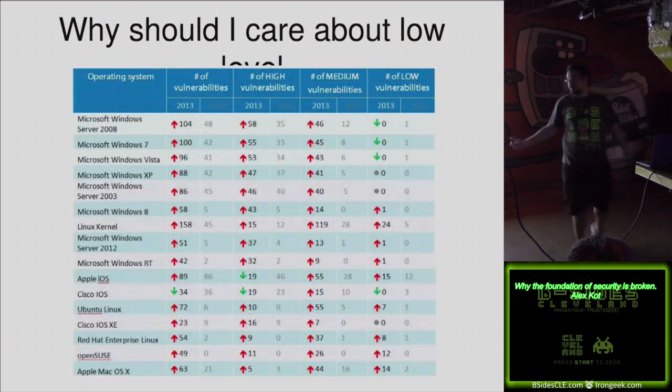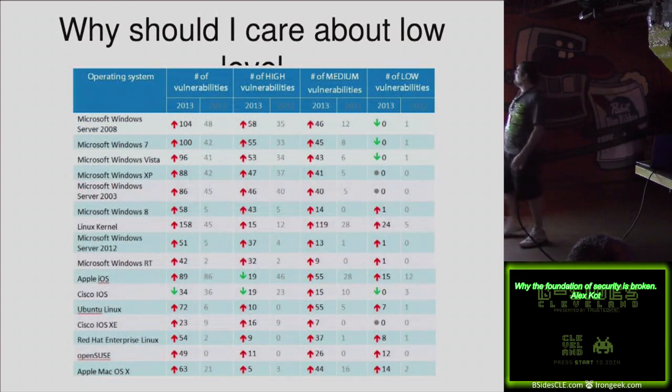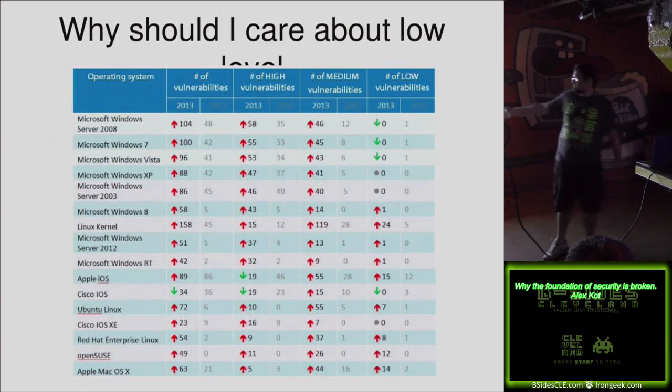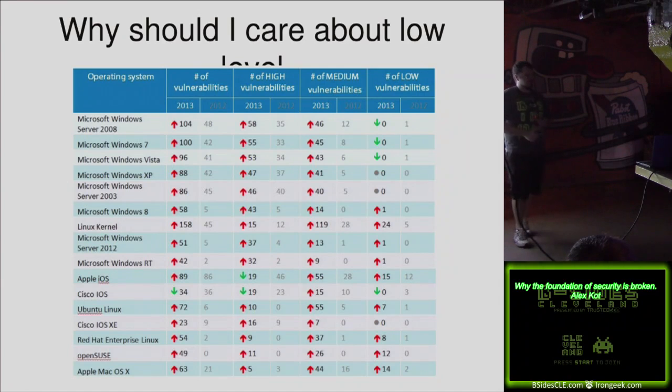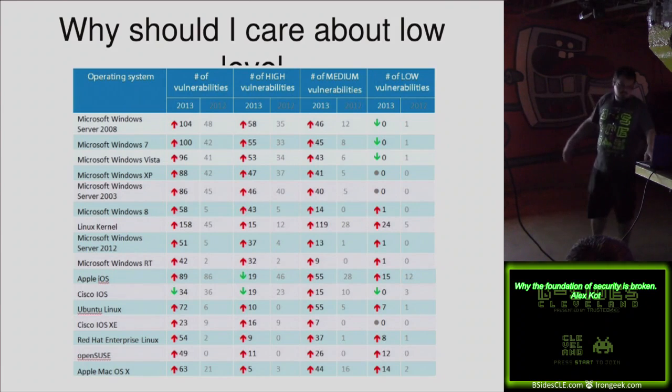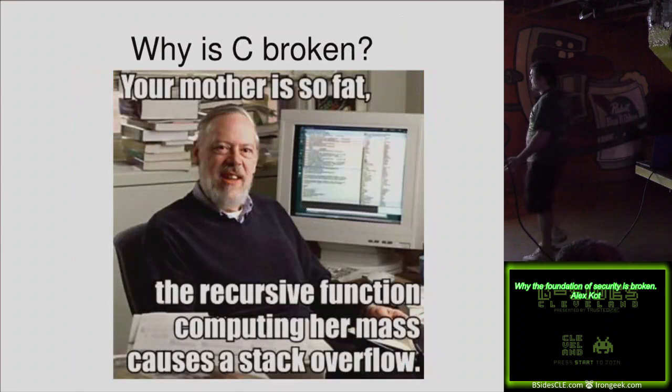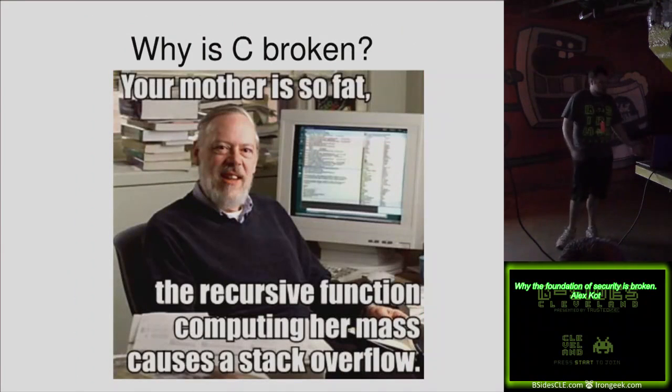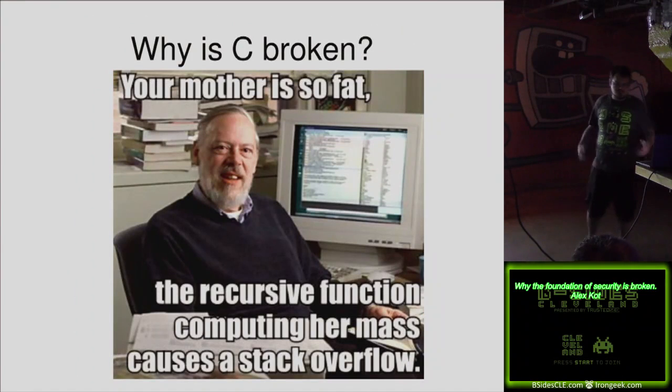So why should you care about low-level languages? This is an older chart from 2013, but all these operating systems here are written in C and parts of assembly. An operating system by nature has to be fast, efficient, and written in a low-level language. All of this here are basically vulnerabilities that are constantly happening. And why is the C programming language broken? It's not really broken, it's just we assume too much.